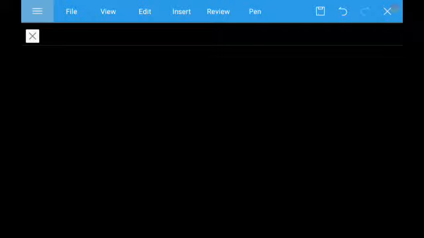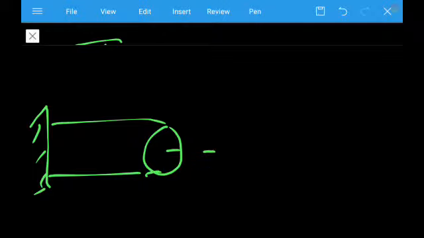What is the effect of torsion? Let's see. This is our shaft. This is T. Now tau max in this case is 16 T upon pi d cube.